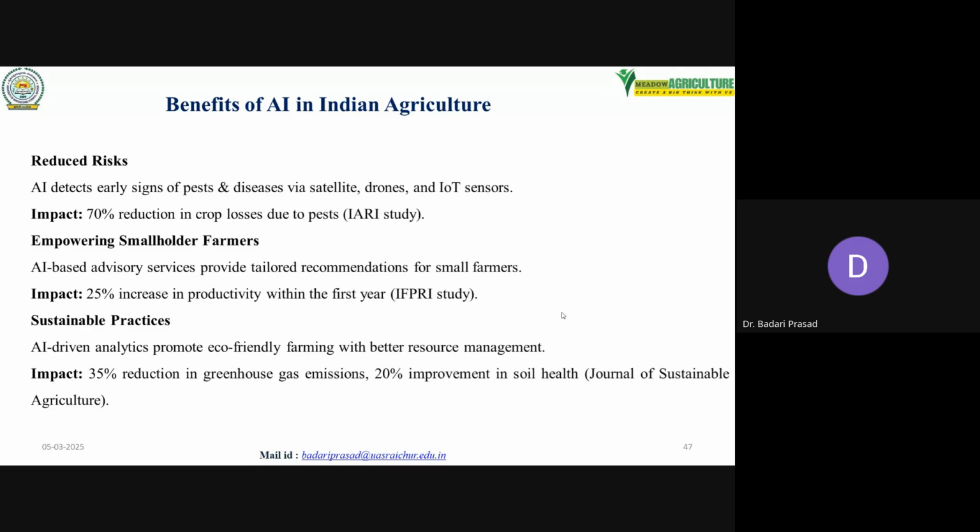Sustainable practices, AI-driven analysis promote eco-friendly farming with better resource management. 35% reduction in greenhouse gas emission. 20% improvement in soil health. See, there are several. Starting from 15 to 70%, 80%, the report says. But personally, I'm very happy even if it is a meager 10% increase or meager 10% decrease. That will give a lot of impact on Indian agriculture.